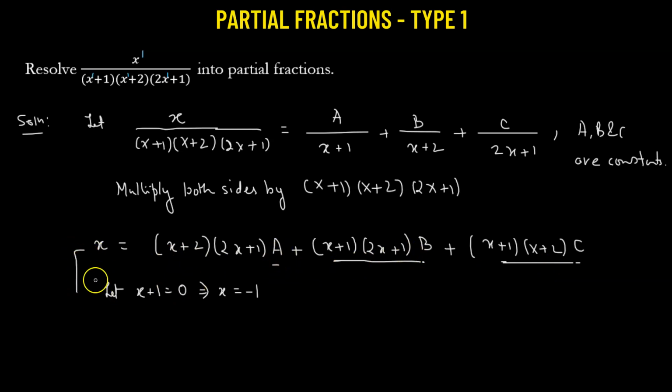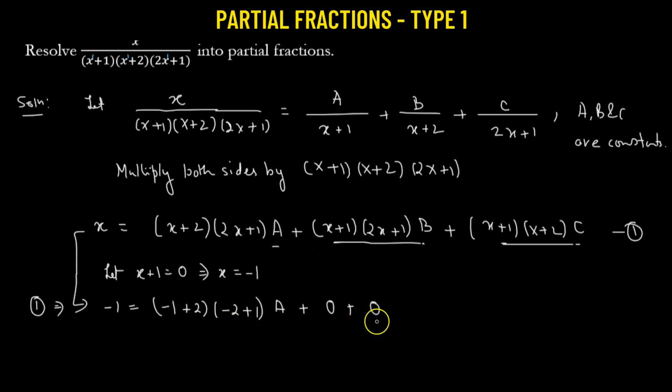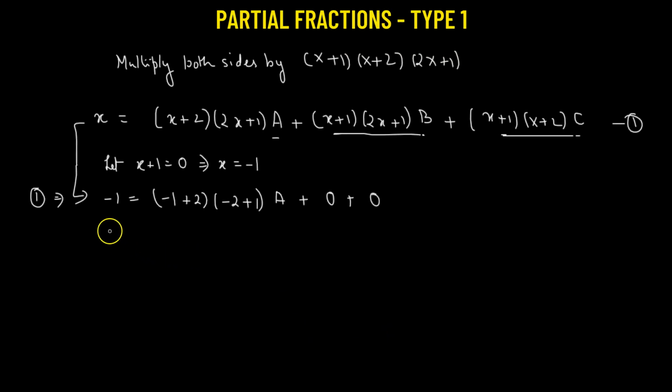Let's call this equation number 1. So this becomes negative 1 equals, in place of x we are replacing with negative 1, negative 1 plus 2 multiplied to 2 times negative 1, so that's negative 2, plus 1, multiplied to a, and the rest of the two terms are 0. Now we can solve for a. We get negative 1 equals negative 1 plus 2, so that's positive 1, multiplied to negative 2 plus 1, so that's negative 1, multiplied to a. Solving for a, we get the value positive 1. We're going to box it. Next, now that we have obtained the value of a, we are going to obtain the value of b.